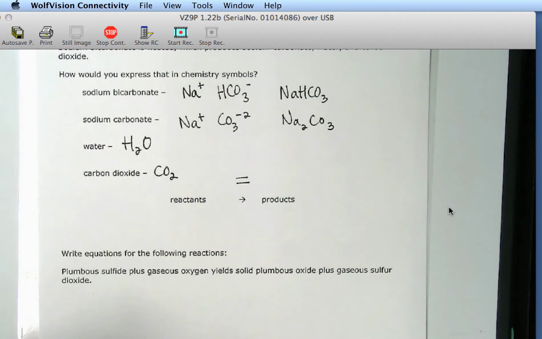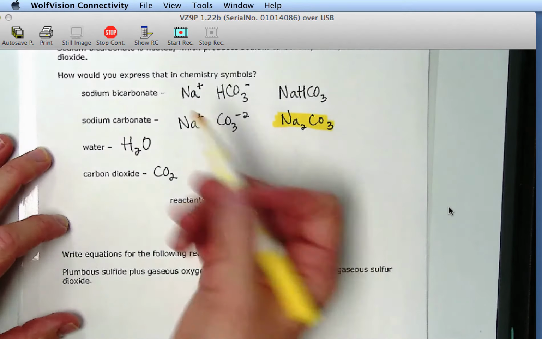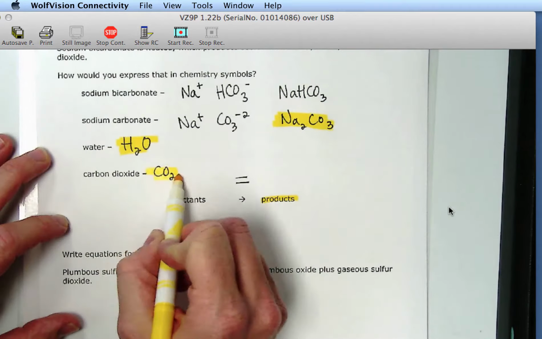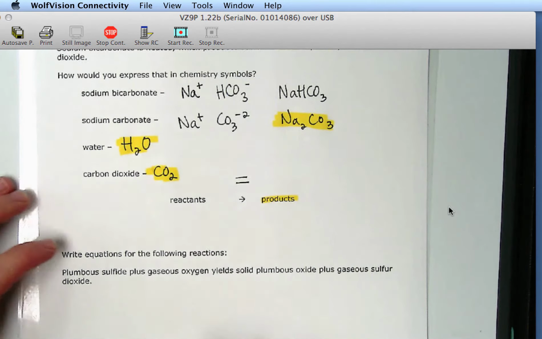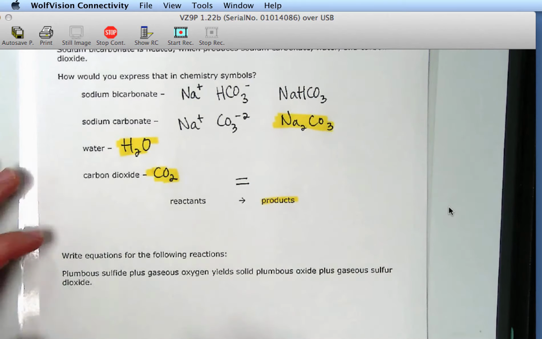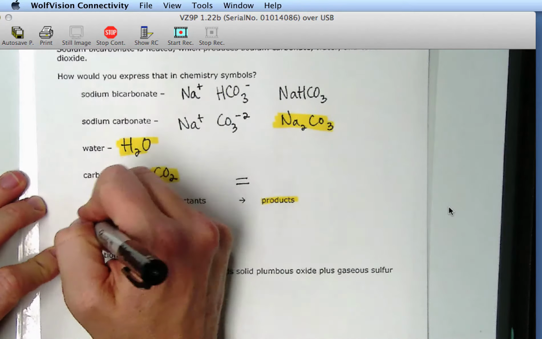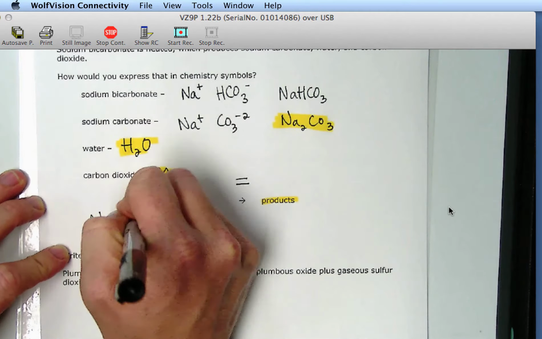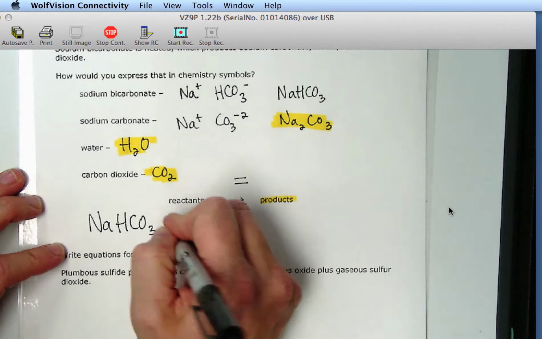So I'm going to highlight your products, and those are going to be on the right side of the arrow. Love how everybody's going to put that on there. Such a good class. So then that only leaves one thing that's going to be our reactant. So that's the sodium bicarbonate. So sodium bicarbonate is heated, which produces, so now you're going to have your arrow.